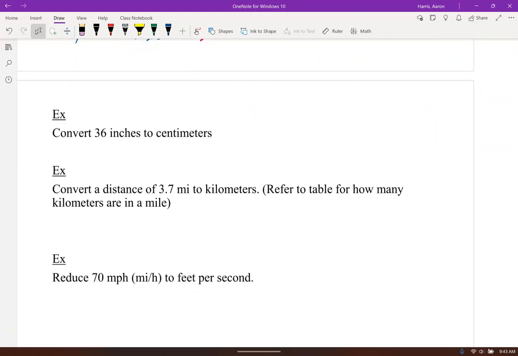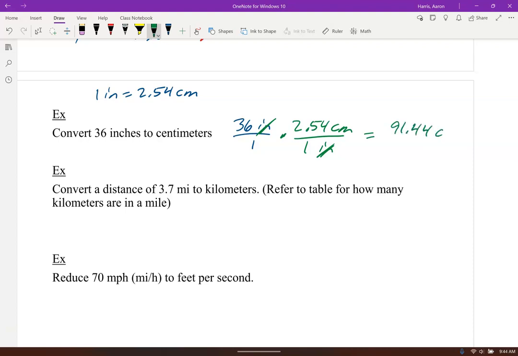So now, a conversion. First of all, you need to know for every inch, so I'd look at that sheet, there's 2.54 centimeters for every inch. So we're starting out with 36 inches. I want to cancel my inches. So I'm going to multiply by 2.54 centimeters for every 1 inch. Inches cancel. So I have 36 times 2.54 equals 91.44 centimeters all over 1. Right? So 36 inches is the same as 91.44 centimeters.